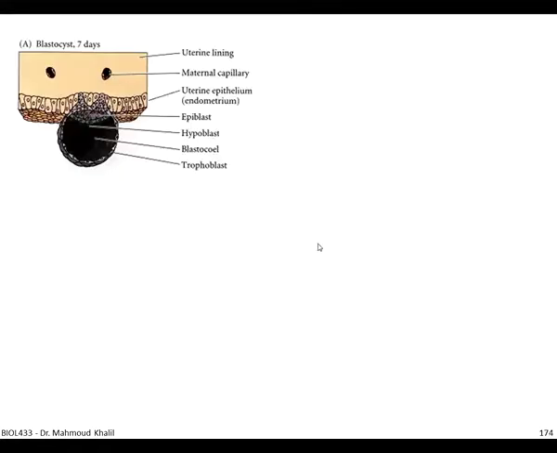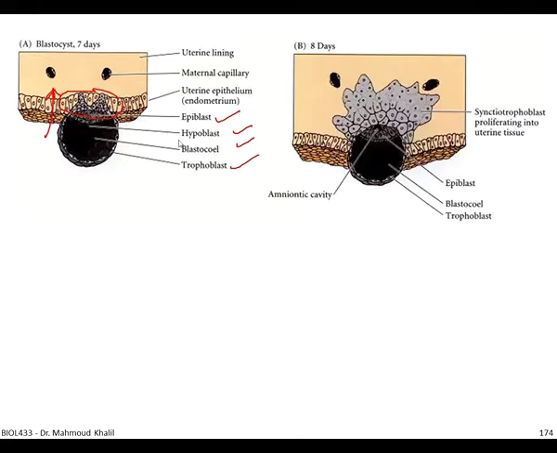Here you can see the blastocyst at 7 days post-fertilization, starting to implant inside the uterine lining. You can see that the embryo now consists of epiblast, hypoblast, blastocoele, and trophoblast, and is embedded into the uterine epithelium, which is the endometrium. Soon the embryo starts to enlarge and a cavity appears, that is the amniotic cavity. And you can see that parts of the trophoblast are proliferating into the uterine tissue.